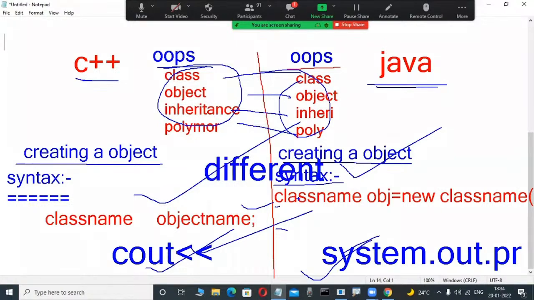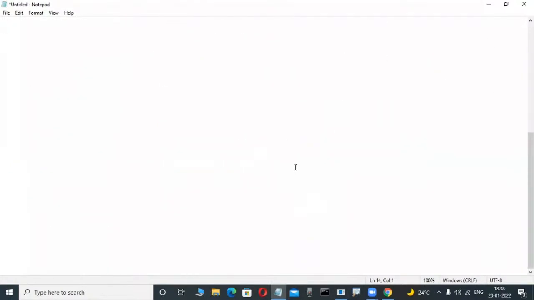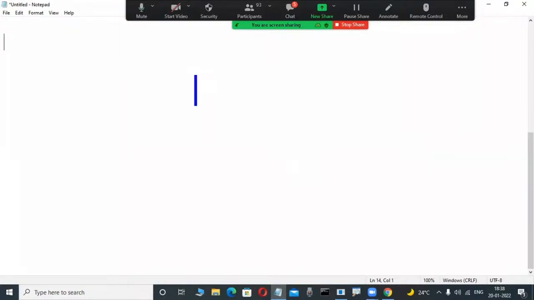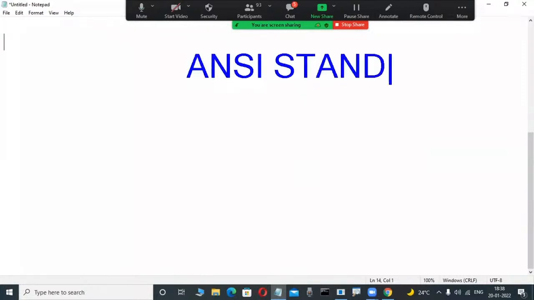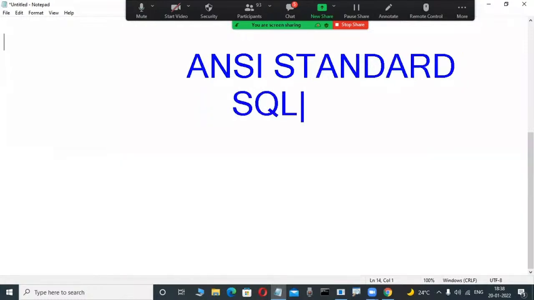Same like here also. SQL is an ANSI standard language. ANSI is the American National Standards Institute, which defines some standards for the SQL language. That's why SQL is an ANSI standard language, used to operate all the relational databases.